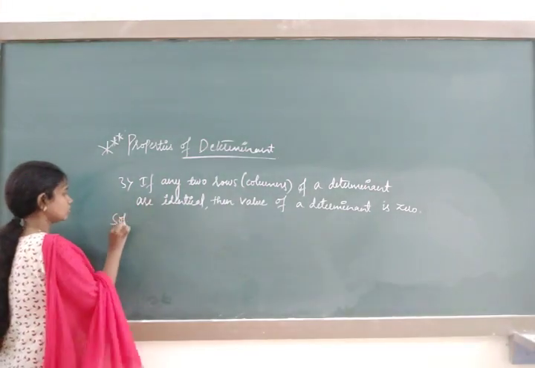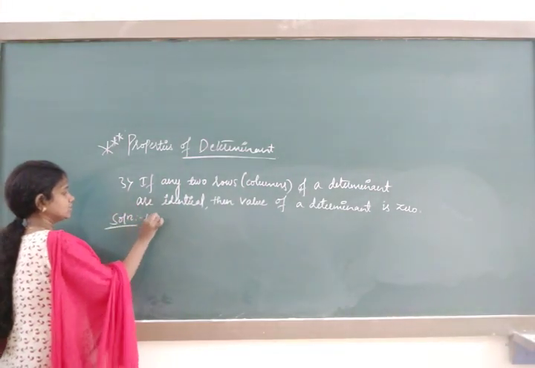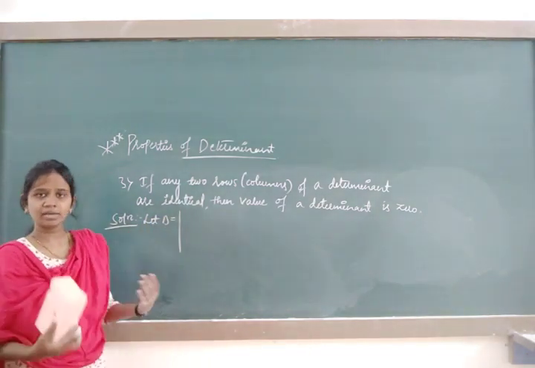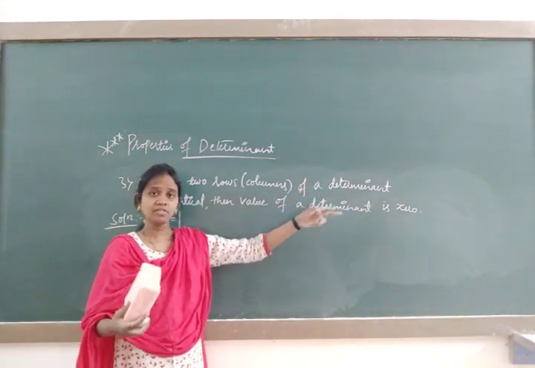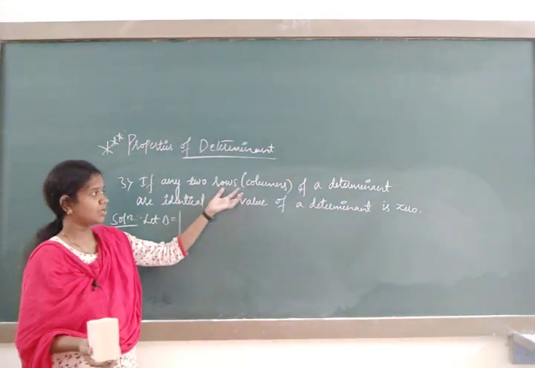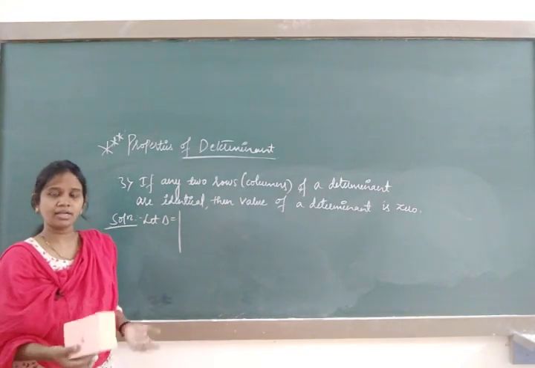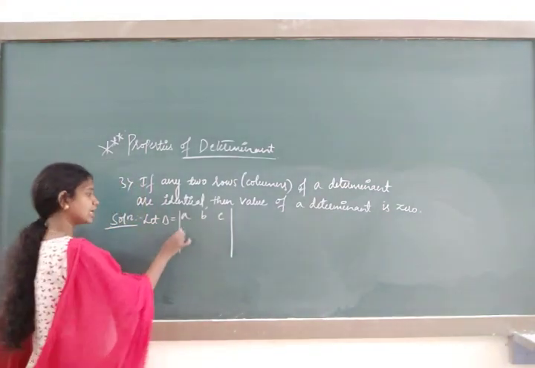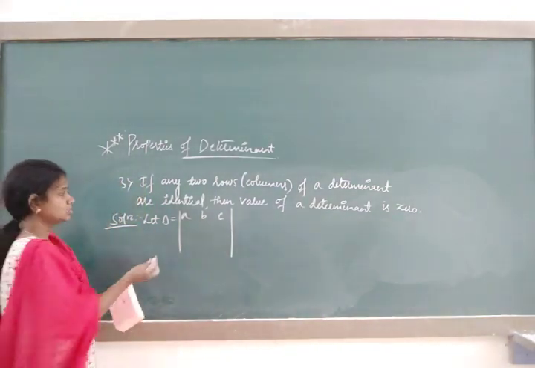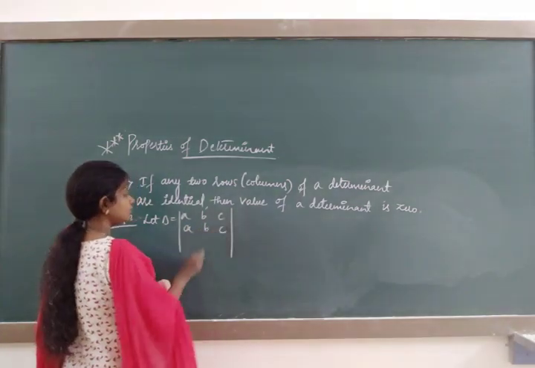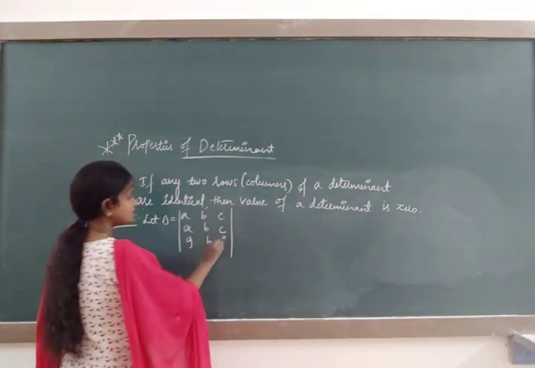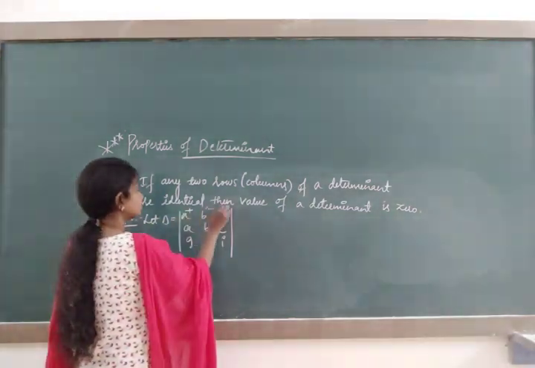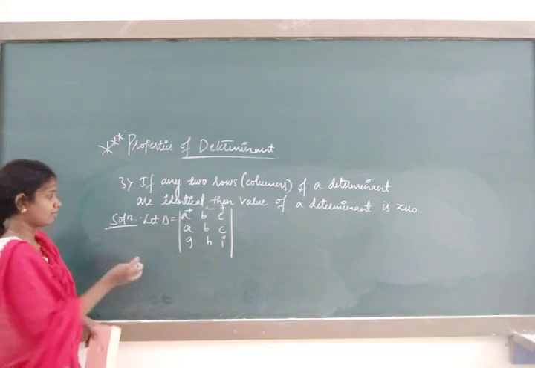Solution. Let us imagine the delta. Delta means determinant. We have to assume our determinant in such a way that any two rows or columns are identical. Identical means same. If I prefer first row as ABC and second row DEF, instead of DEF I prefer again ABC, and this is GHI. Now I expand this one, expanding along R1.